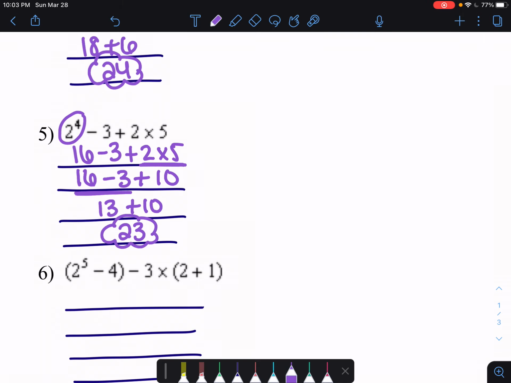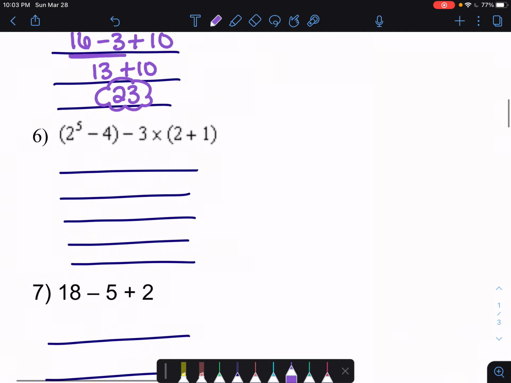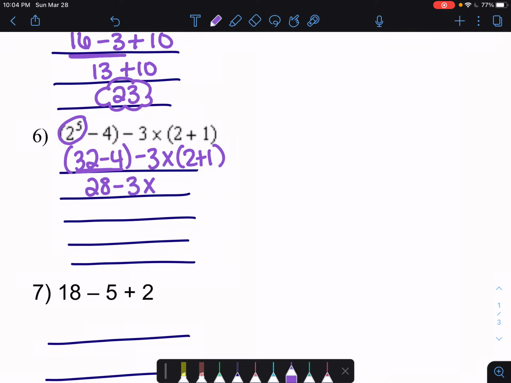In number 6, I've got some parentheses. So in my parentheses, I'm going to do my exponent first. So 2 times 2 is 4, times 2 is 8, times 2 is 16, times 2 is 32. And I'm going to keep those parentheses until I've completely finished with them. So now 32 minus 4 is going to be 28 minus 3 times 2 plus 1.